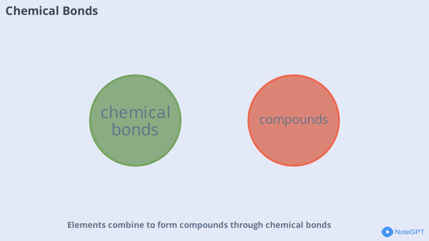Elements combine to form compounds through chemical bonds. The periodic table helps us predict which elements will bond and how. Ionic bonds form between metals and nonmetals, while covalent bonds form between nonmetals. Understanding these bonds is essential for chemistry.